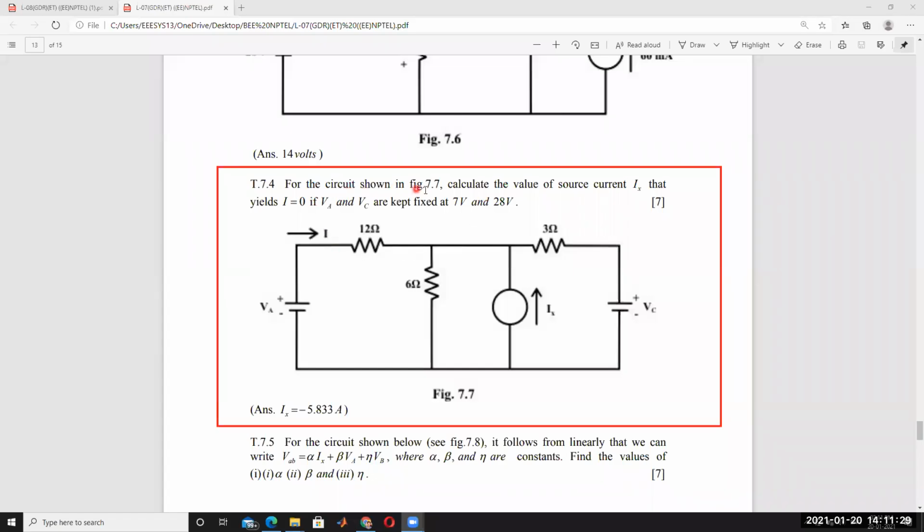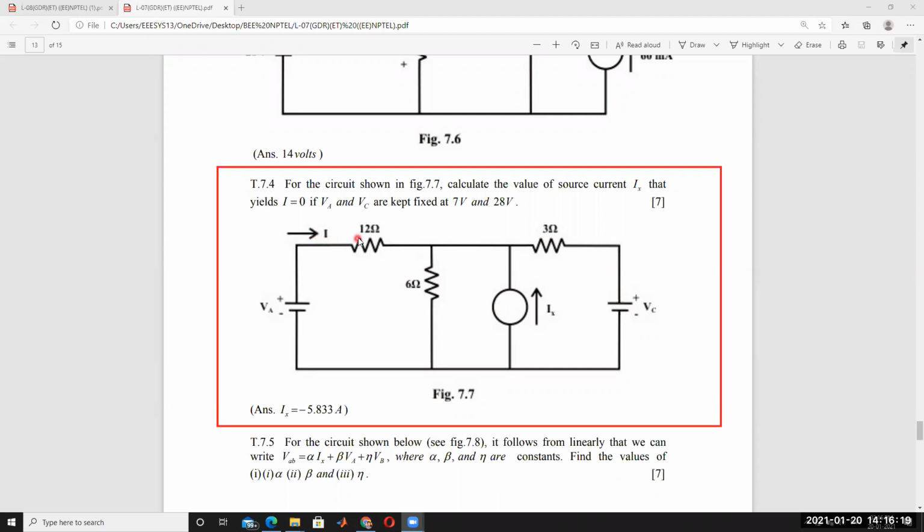For the circuit shown in figure 7.7, calculate the value of current source current Ix. This is called source current Ix. That yields I equal to 0 if VA and VC are kept fixed at 7 volts and 28 volts. Understood? By keeping voltage VA at 7 volts and VC at 28 volts, what is the current here?